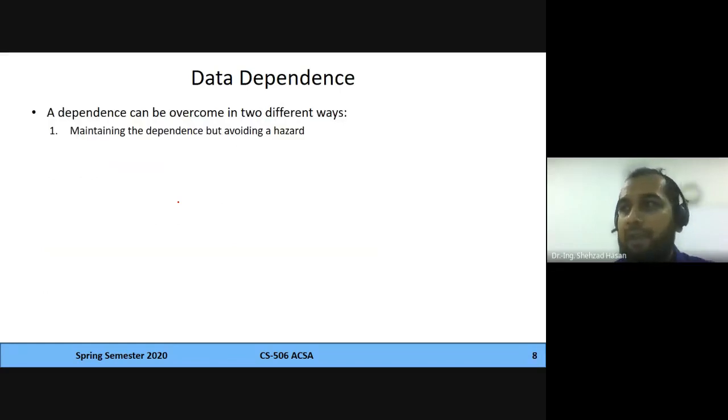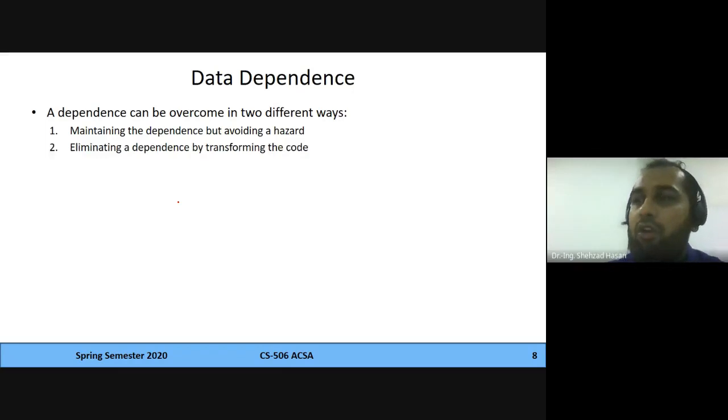Okay, so the dependence can be overcome, that is, you can remove these dependences in two different ways: maintaining a dependence but avoiding a hazard. What you can do is let these dependencies be there in the program, but try to avoid the hazard, or eliminate a dependence by transforming the code, or remove that hazard in its first place. The first thing is much easier to do. What the first point is stating is, let the dependence be, but try to avoid the hazard.